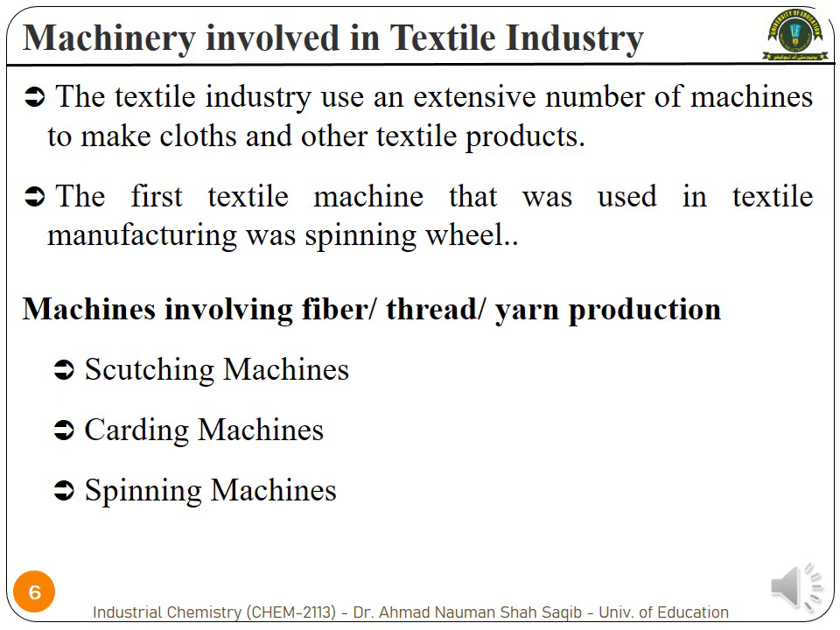The main machines which are involved in making fiber or threads from the raw materials are the sketching machine, carding machine, and spinning machine. So let's briefly overview these machines. What is a sketching machine? The sketching machine is mainly used to separate out the waste materials and the fiber material from the raw materials.